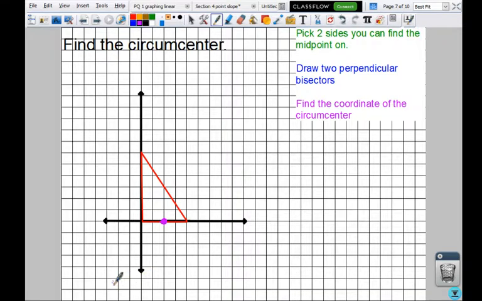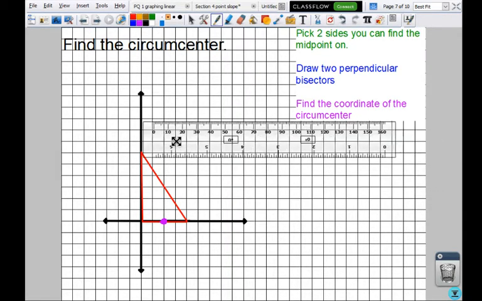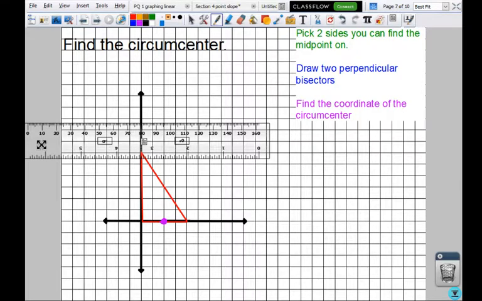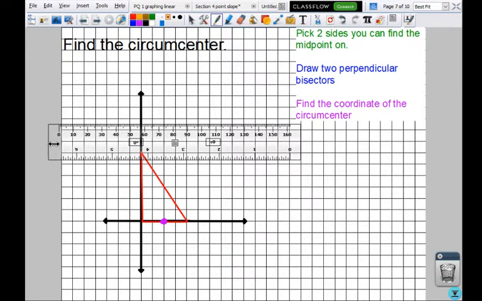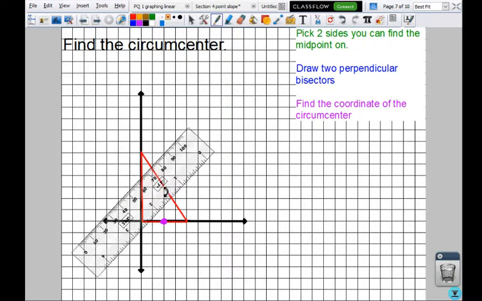And I need to draw a perpendicular bisector, which means I need to draw a line that makes a 90-degree angle. And to do that, I'm going to use my ruler. So let me grab my ruler here on my program. Okay, you guys are going to use your own rulers. I'm using this one up here. What I'm going to do is rotate this ruler. And I'll just shorten it up a little bit because I don't need it to be very long.